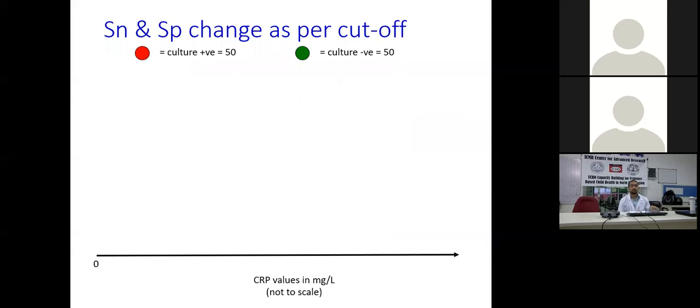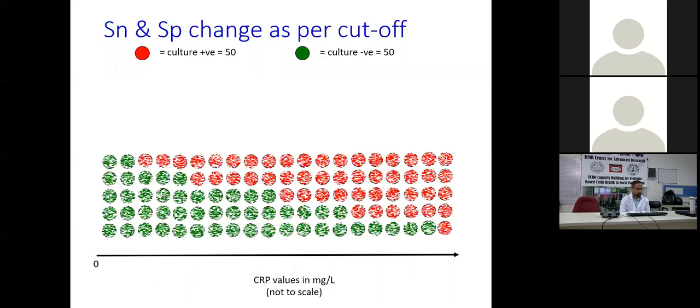So at the bottom now you find CRP values in milligrams per liter. It is not to scale. So starting from 0 and then going upwards to the right towards 100 and beyond. And we are going to take a population of 100 patients, of which 50 are culture positive and 50 are culture negative. The culture positives are being shown as red circles as before, culture negatives as green circles.